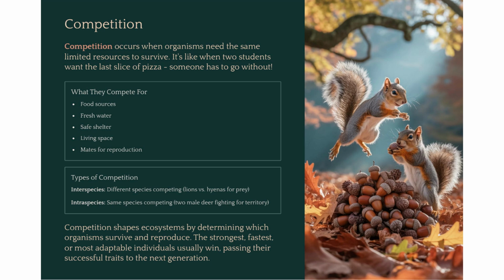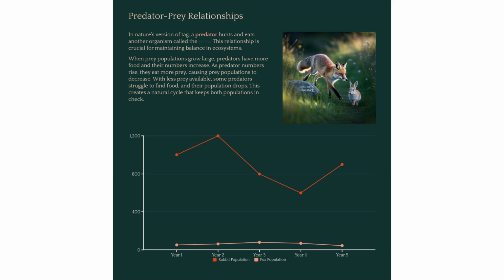One of the most common interactions is competition. This happens when organisms need the same resources to survive, and those resources are limited. For example, if a small patch of grass is a good food source for two squirrels, they will compete with each other for that food. Competition can happen between different species, like a lion and a hyena competing for a zebra, or even between members of the same species.